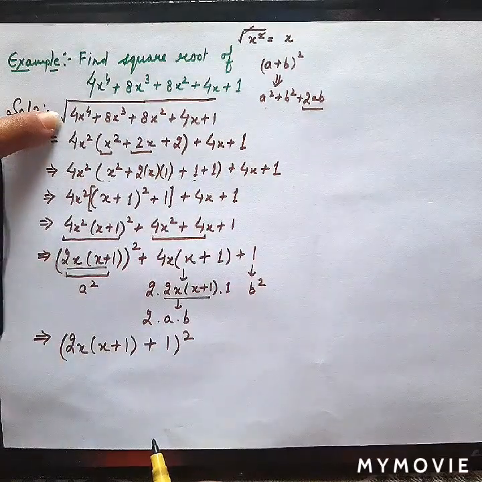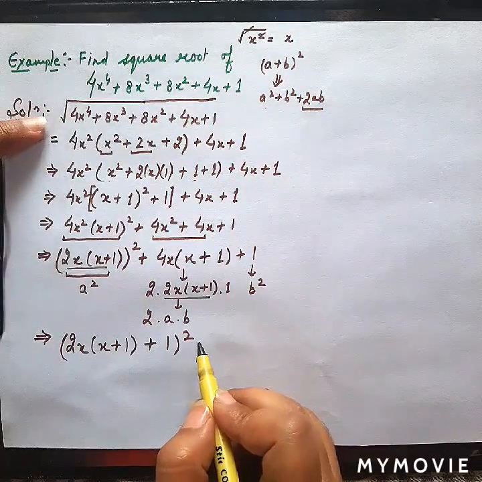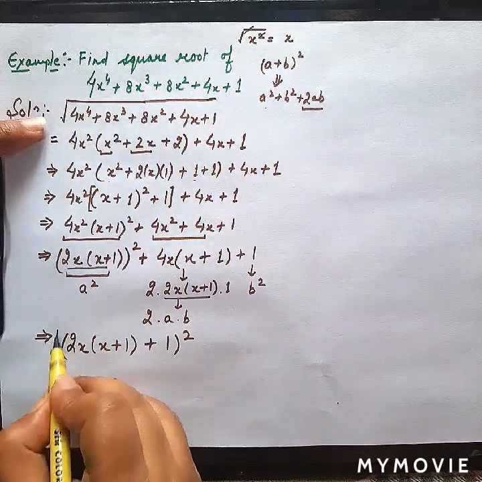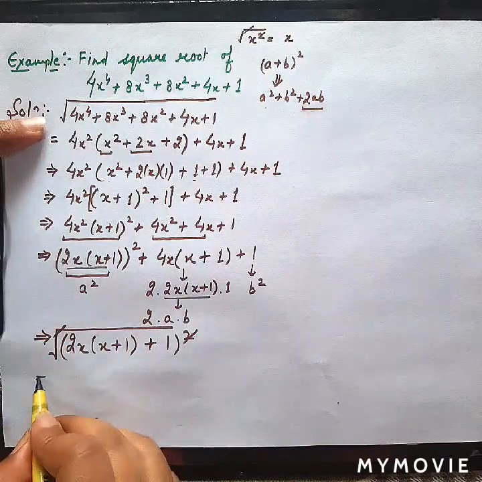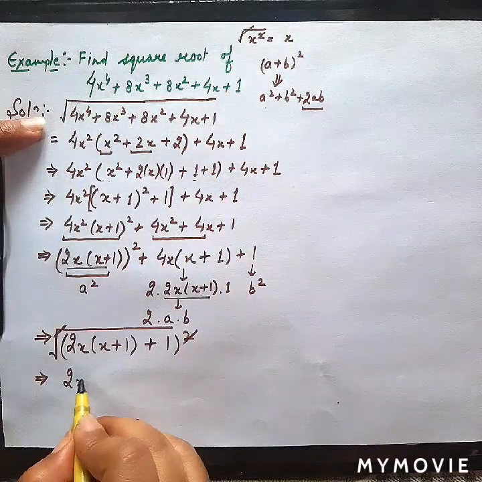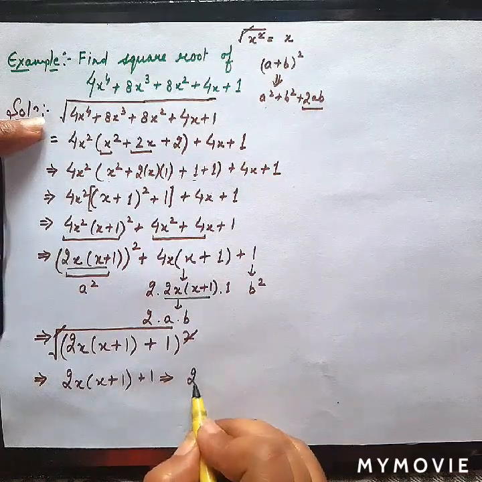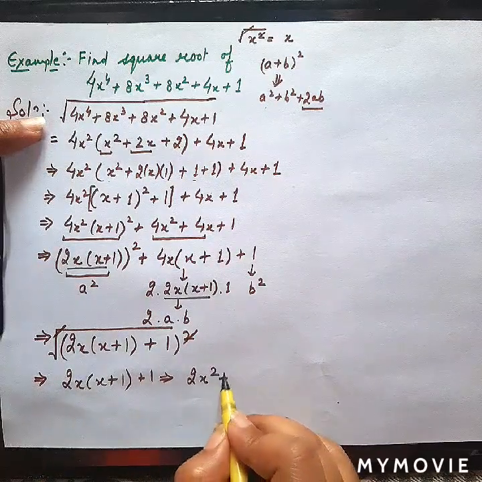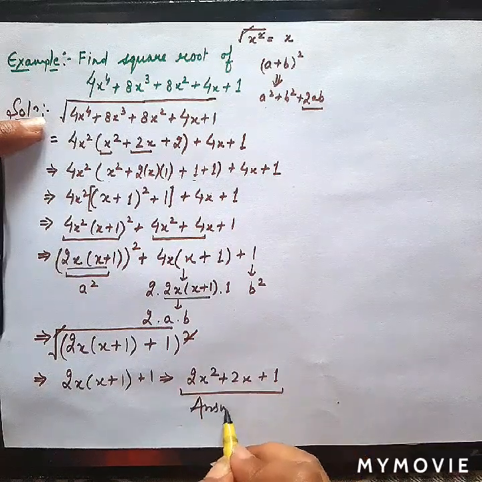So the term that we had in the beginning, we have been successful in writing in the form of a square. When we take the square root of this term, the square and the root cancel out, and we find the square root equals 2x(x + 1) + 1. You can open these brackets: 2x multiplied with x is 2x^2, 2x with 1 is 2x, plus 1. So 2x^2 + 2x + 1 is our answer, right?